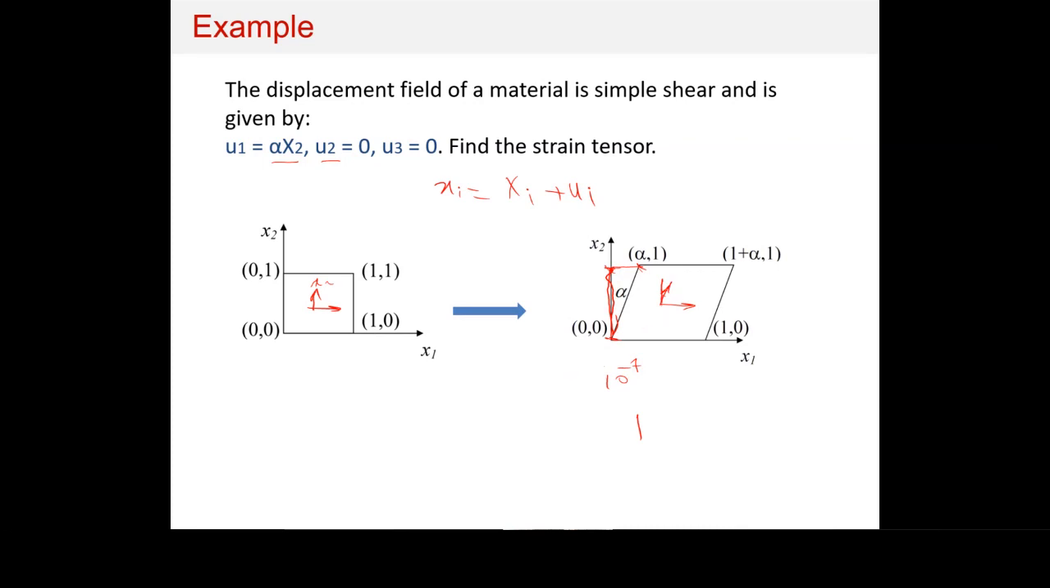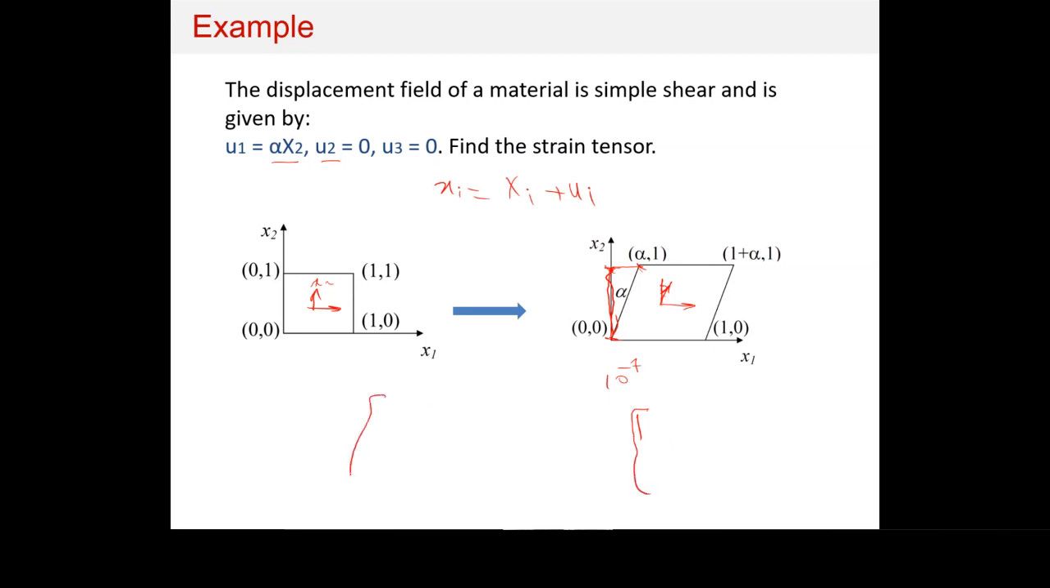Now, the length would not change, but just like Alexandros noted right from the beginning, the angle would change. So in this case, the angle would change, but the length would not change. All right.